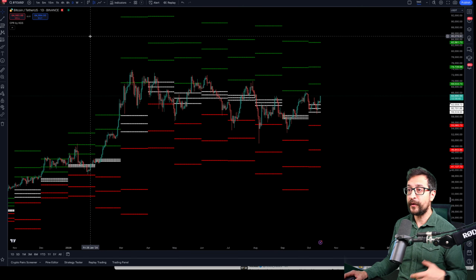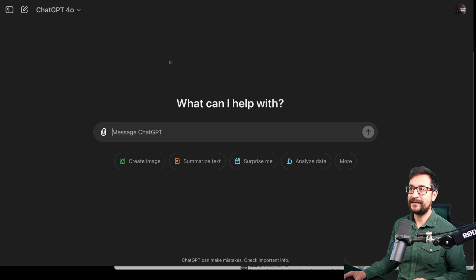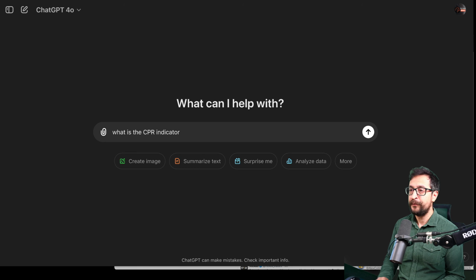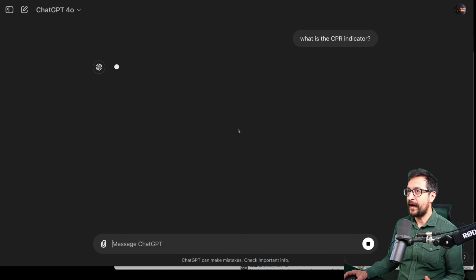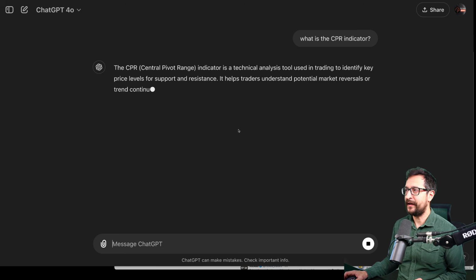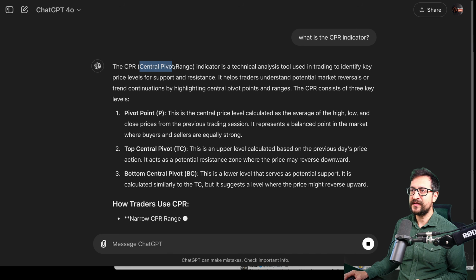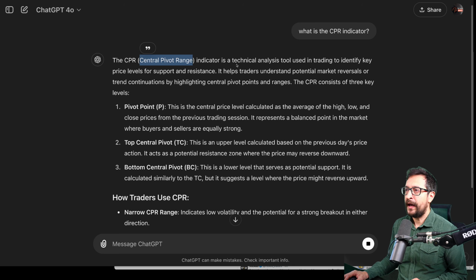But before we get into that part of the video, we're going to ask ChatGPT, what is CPR? What is the CPR indicator? And let's see what we find just by having a very quick look at this. So the CPR stands for Central Pivot Range and is an indicator of technical analysis used to identify key price level supports and resistance. It does it automatically for you.